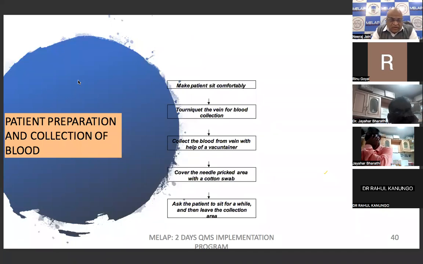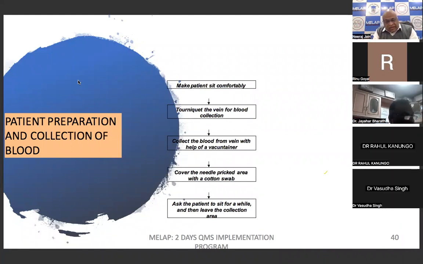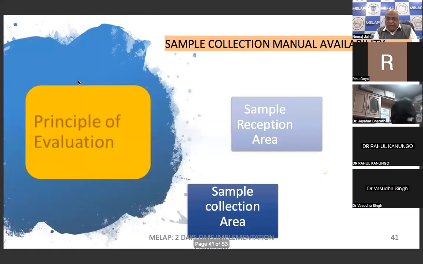If somebody is coming for blood collection, you ask that person to sit comfortably, then you tie the tourniquet, then after cleaning properly, you collect blood from the vein, then you cover the pricked area with a cotton swab and ask the patient to sit for a while, and then you check that there is no bleeding from that site, and then you ask the patient to leave. So this is the process of sample collection. That way you have to develop processes wherever the standard is asking for this.